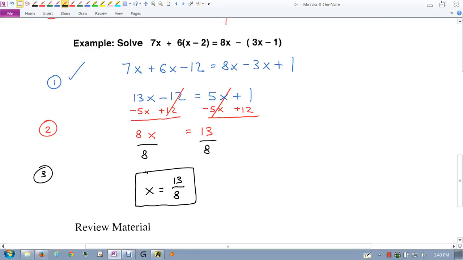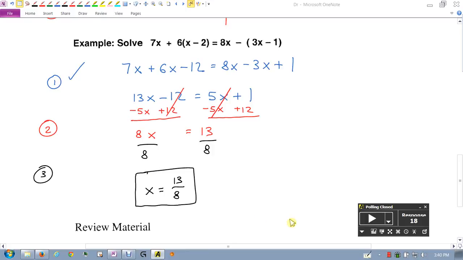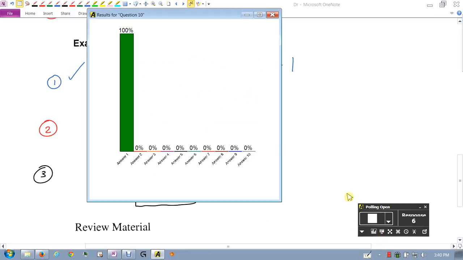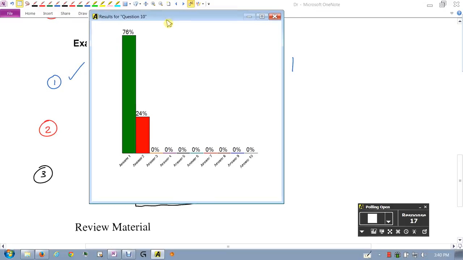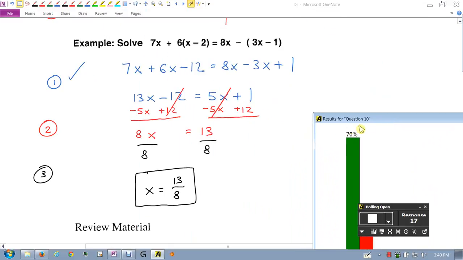Thirteen eighths. 13/8. For those of you who finished it, let's vote whether or not you got 13/8. Yes or no? Be honest. No one's going to come and say, ha, you got it wrong. All right, so for those of you who didn't, just make sure you understand, and if you have any questions, let me know on how this worked.